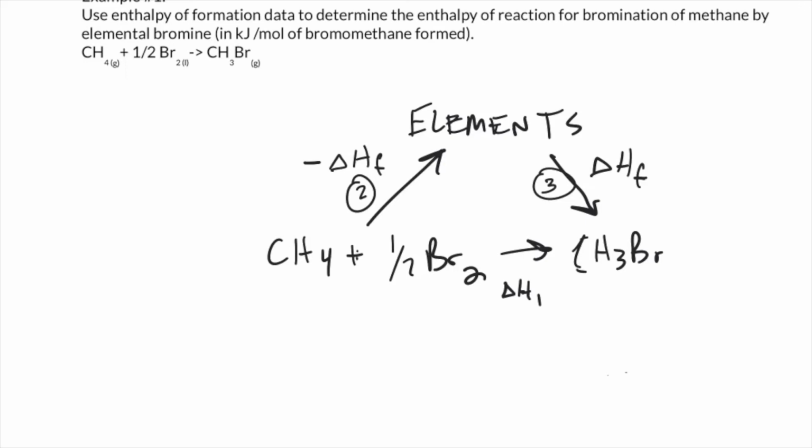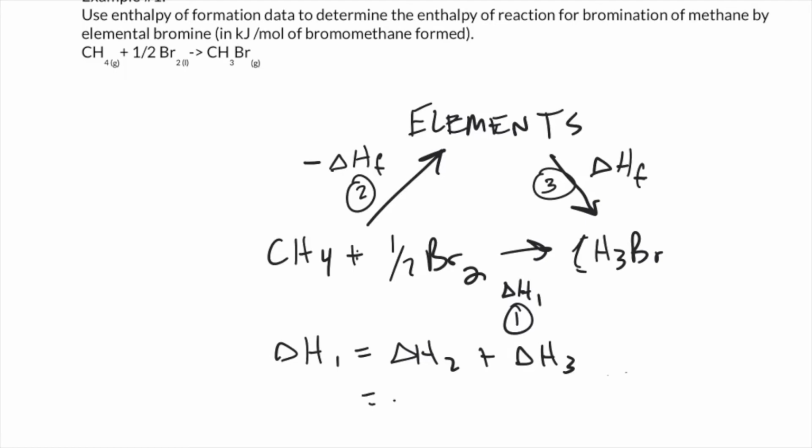Now, by Hess's law, you know that delta H1 is equal to delta H2 plus delta H3, right? Because 2 and 3 are the subreactions that would get you from reactants to products. So all we have to do is just plug in the values, okay?